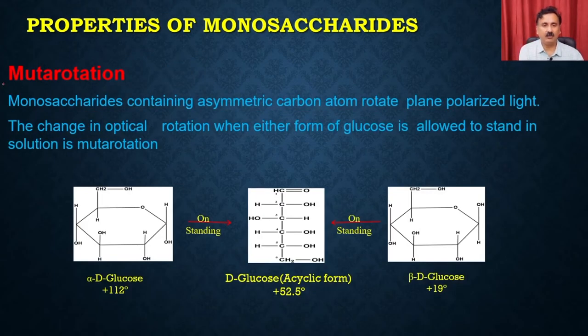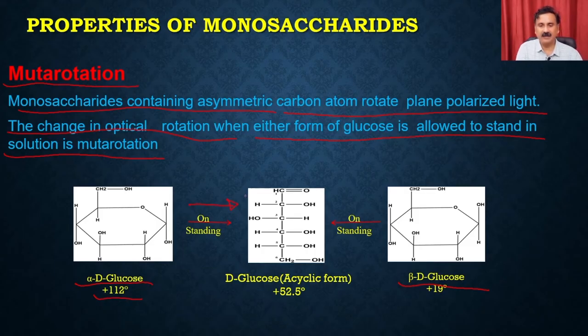Then we have mutarotation. So monosaccharides containing an asymmetrical carbon atom rotate plane polarized light. The change in the optical rotation when either form of glucose is allowed to stand in a solution is called mutarotation. So you can see here, this is the alpha form and this is the beta form, right? So in the alpha form, you see the optical rotation is plus 112 degrees. But if you allow this sugar to stand in the solution, what will happen is it is going to return back to the linear form.